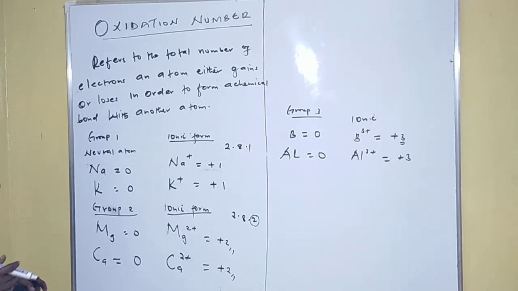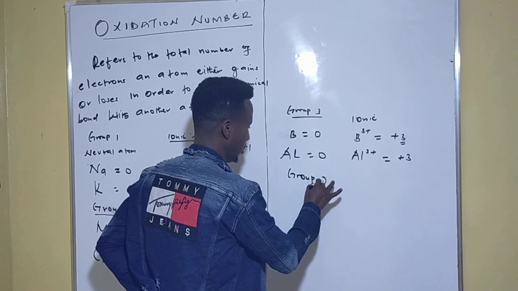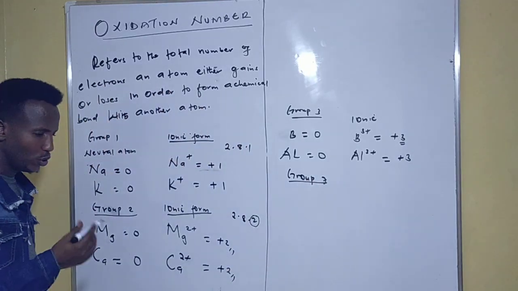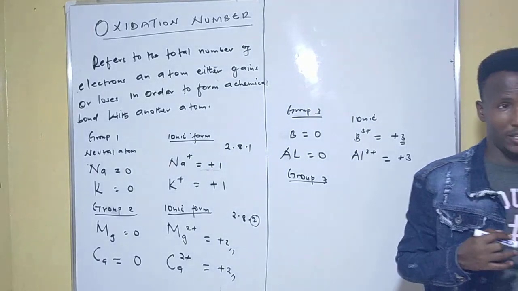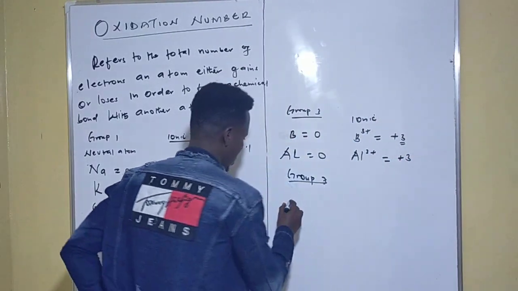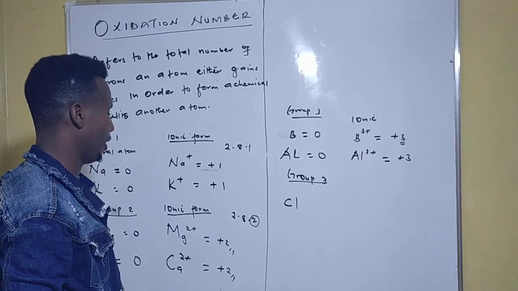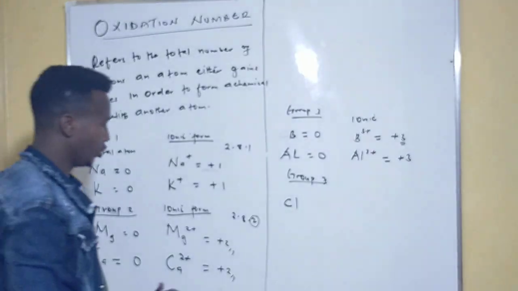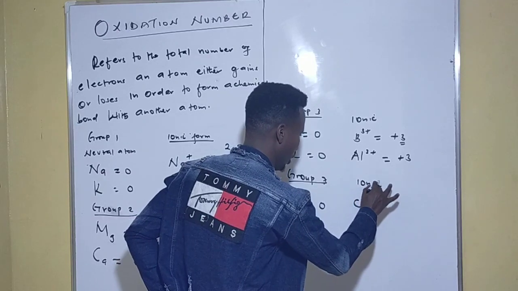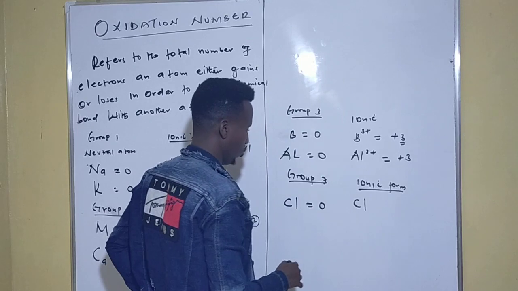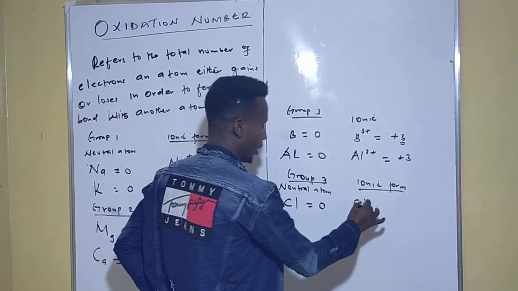So now let me see also another example from nonmetals. Okay? Let's also see group 7. What do we know about this group? Group 7 forms their ion by gaining one electron, is it? Yes. So, if I write now chlorine. Okay? This is what? Chlorine atom. Chlorine atom, the oxidation number is always zero. But chloride ion in ionic form, look here. This is a neutral atom, don't forget. Chloride ion is written like this.